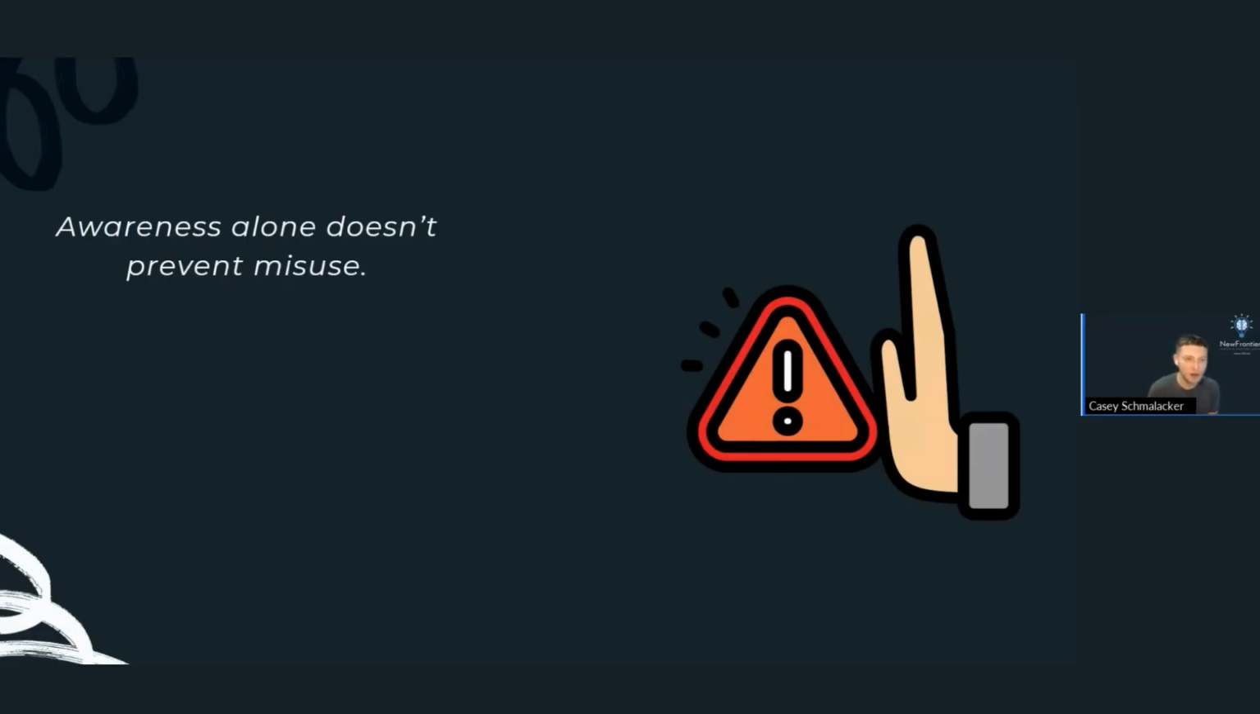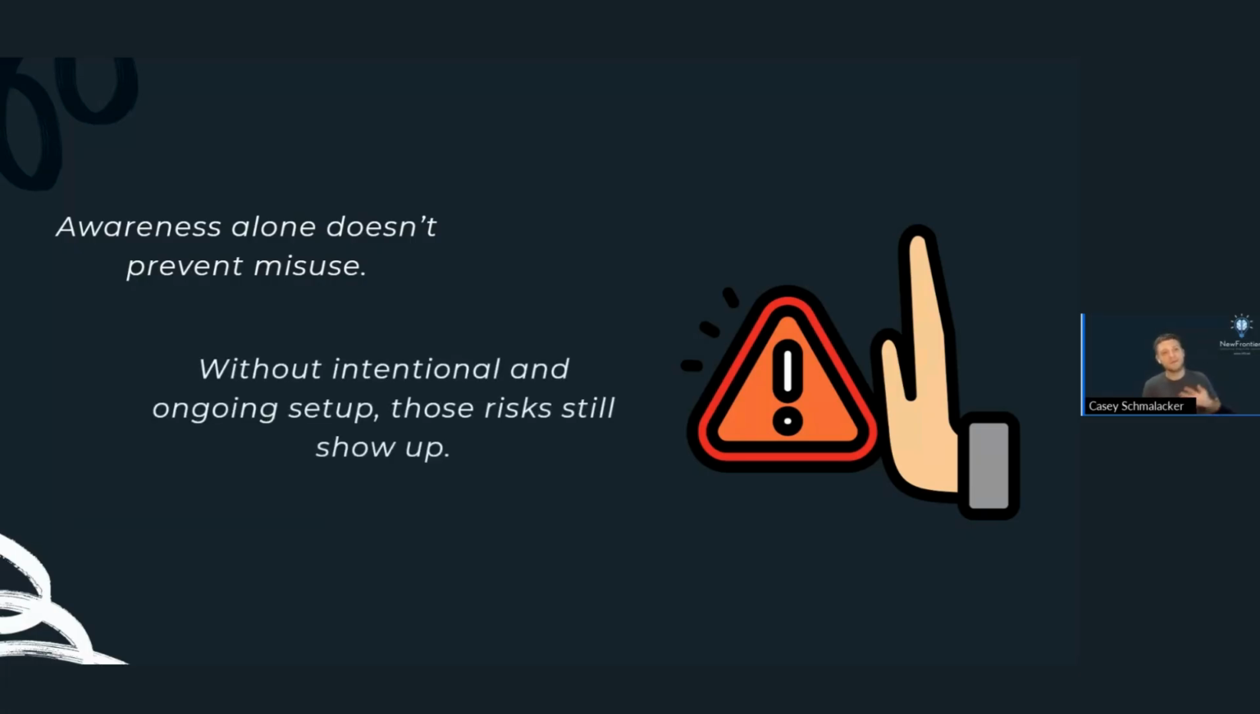So just starting off, awareness alone doesn't prevent misuse. Without this intentional and ongoing setup, those risks can still show up, and we might not notice them when they show up. They can be lingering, they can be under the currents. And that's where today is about understanding different ways that we can prevent those risks. It might not fully remove them.